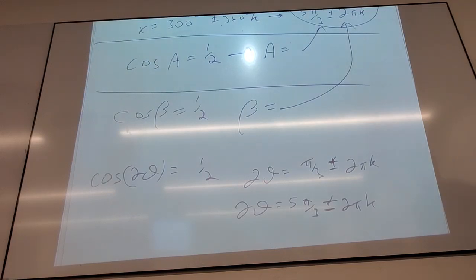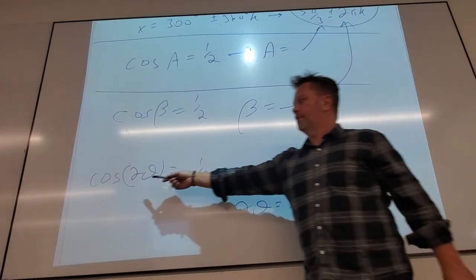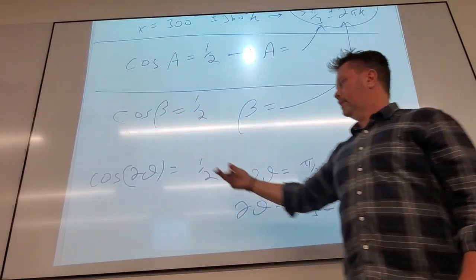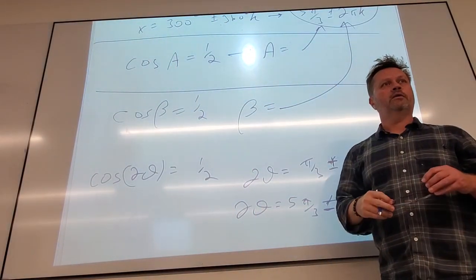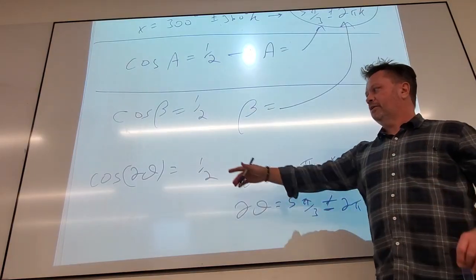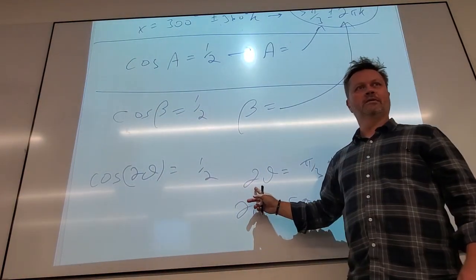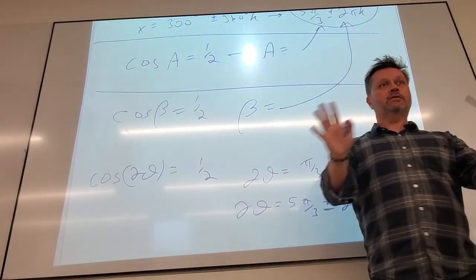Can you solve for theta? Because that's the thing I'm asking for, right? This one has an extra step, because it's not just some arbitrary angle, it's twice an angle. But I first solve for 2 theta. How do I get theta by itself? Divide by 2. Divide by 2, right? What if I had a 3 there? Divide by 3. What if I had a theta over 2? Multiply by 2. Do you guys see?